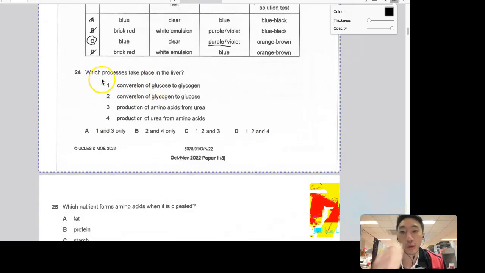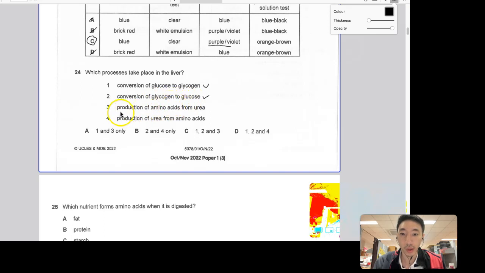Question 24. Which processes take place in the liver? Conversion of glucose to glycogen, that is true. Conversion of glycogen back into glucose, that is also true. By the way, what hormone would do this? Which hormone will convert glucose into glycogen? That's right, it's your insulin. And which hormone will convert glycogen back into glucose? That's right, it's your glucagon.